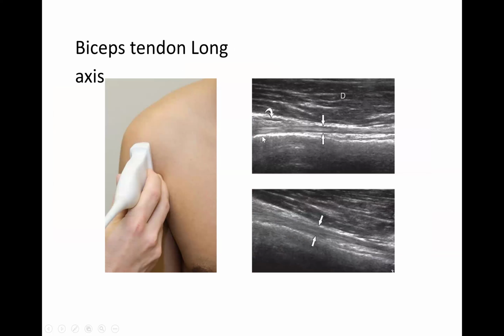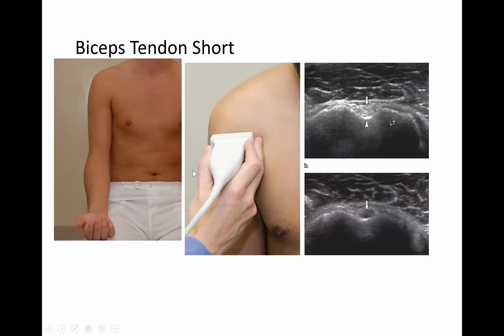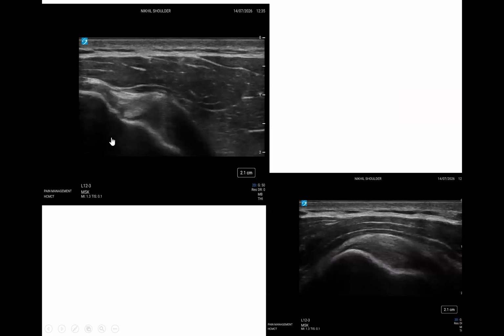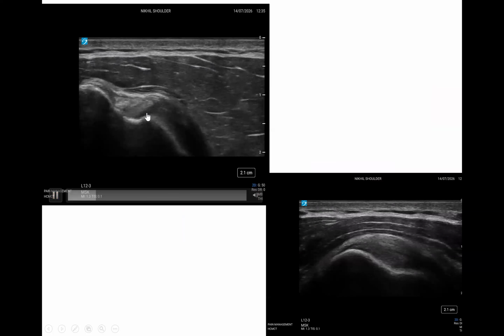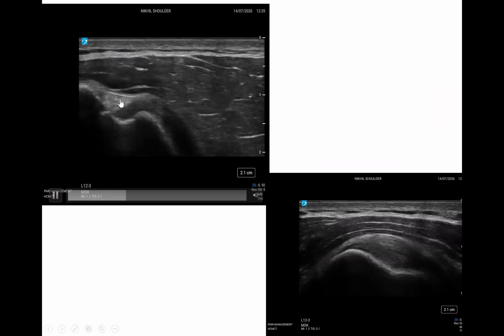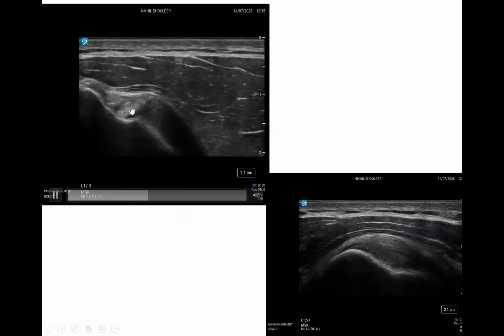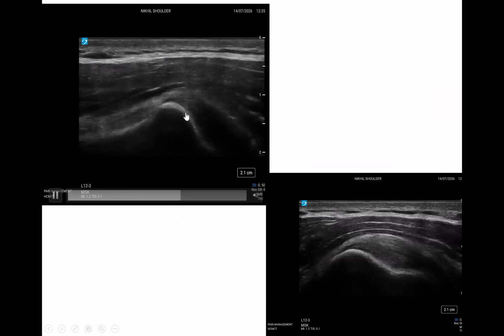In the long axis, we can see the hyperechoic bone, above which lie the nice fibrillar fibers of the long head of the biceps tendon. We do both. We examine the tendon in both the short axis as well as the long axis. So this is the short axis evaluation of the biceps tendon. One can see that the biceps tendon is prone to anisotropy, and the greater tuberosity and lesser tuberosity.